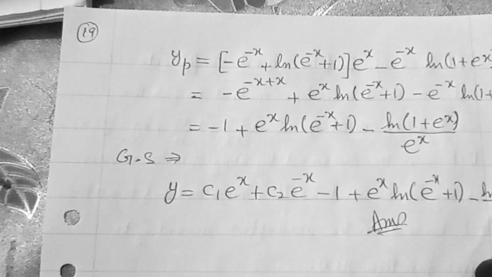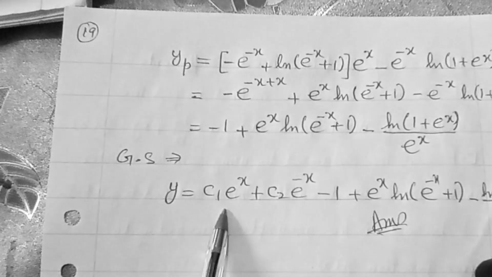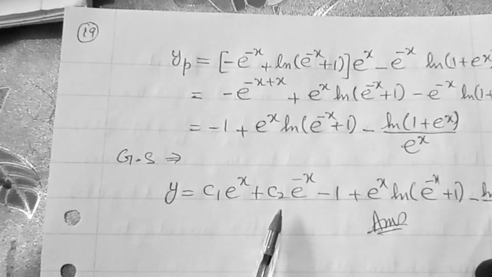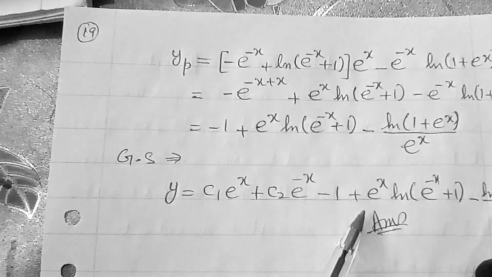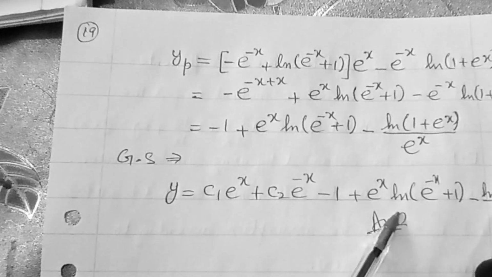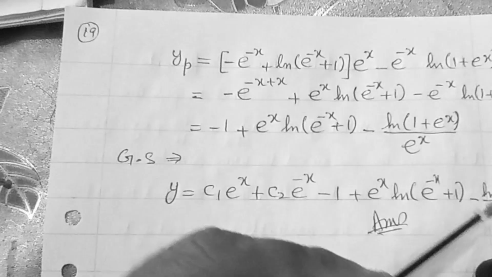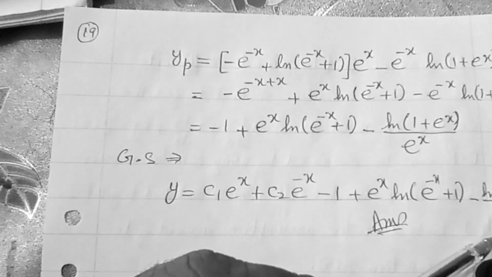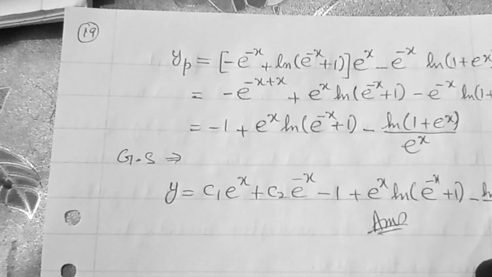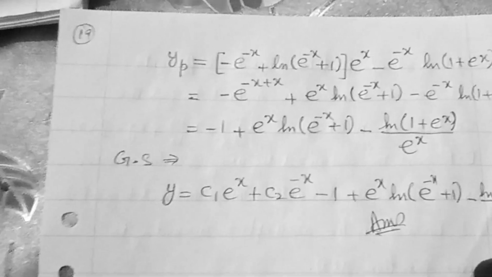So the general solution can be written as y is equal to c1 exponential x plus c2 exponential minus x minus 1 plus exponential x ln exponential minus x plus 1 minus ln 1 plus x, whole divided by x. So this is the solution of this differential equation.